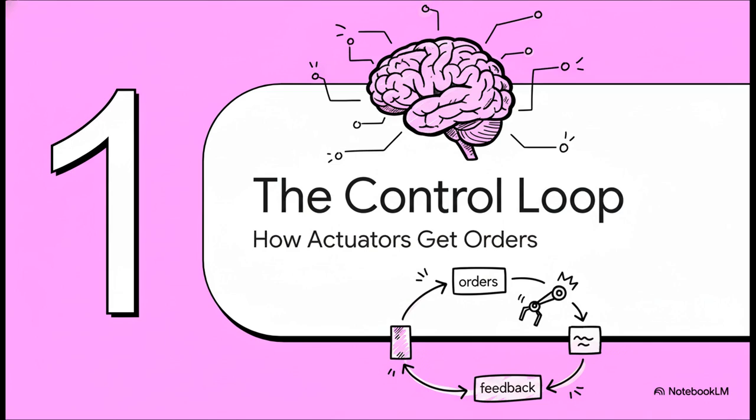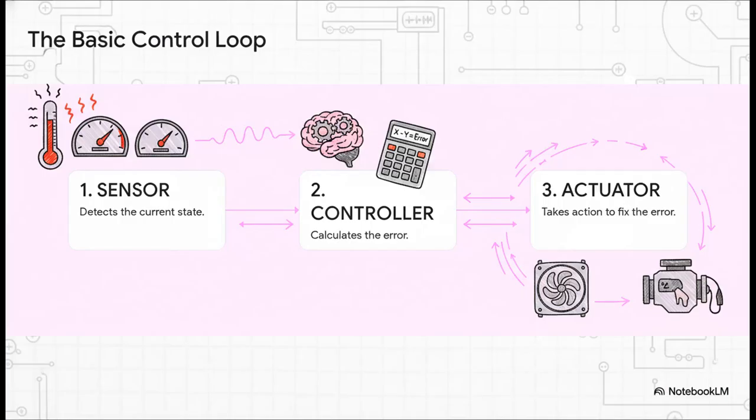But here's the thing. These muscles don't just act on their own. They can't just flex randomly, right? They need a brain to tell them what to do, and that system is called a control loop. It's basically how an actuator gets its marching orders. And this loop is just beautiful in its simplicity.